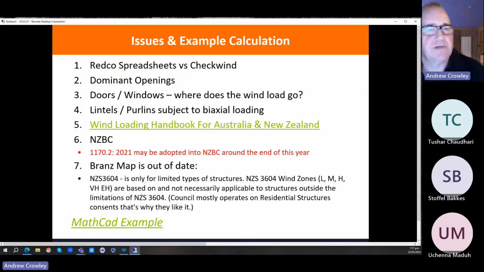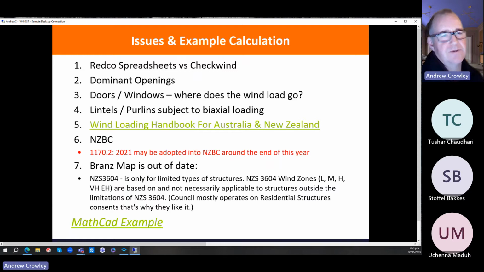Dominant openings. There are mixed feelings about dominant openings in Redco. I think you should think about them and incorporate them in your design. For most houses and house-like buildings, they're not an issue. But for warehouses, which have large doors, and large doors tend to be left open, or if the doors are likely to be left open, you have a dominant opening. But definitely the permeability of one side is usually considerably higher than it is on the other side.